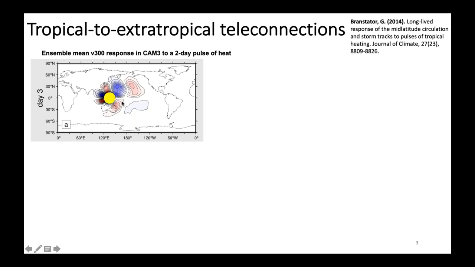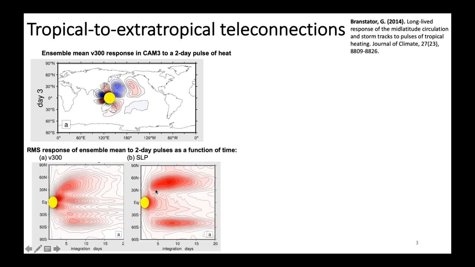And by moving this heat source around the globe, he also looked at the evolution of this signal as a function of integration time. And for example, for sea level pressure, you can see that there's a peak in the response at day 7 over the mid latitudes.